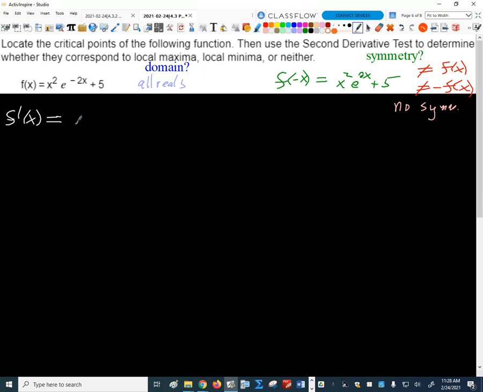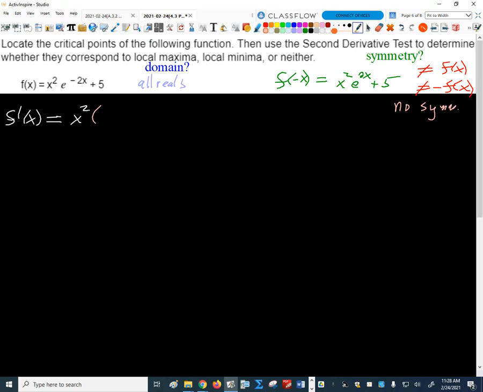Do you have to use the product rule or no? We do, don't we? We got a product of x squared times e to the negative 2x. So x squared times negative 2x e... I don't actually know.